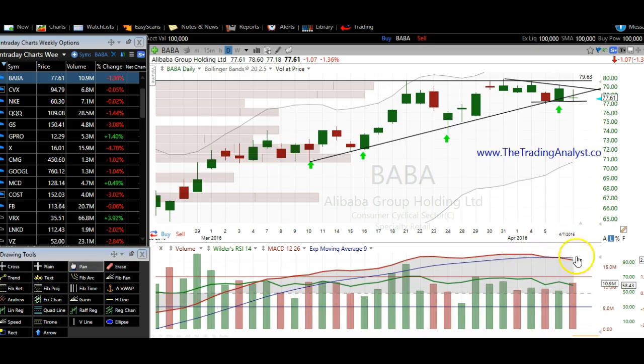Looking at the indicators, we've got MACD that crossed below the signal line, bearish, and we've got RSI just kind of not really trending down. It's a little bit trending down, but it's still above that 50 level. So a couple of early potential warning signs, but it's right here on the cusp of breaking that trend or not. So it's definitely something you want to be aware of.